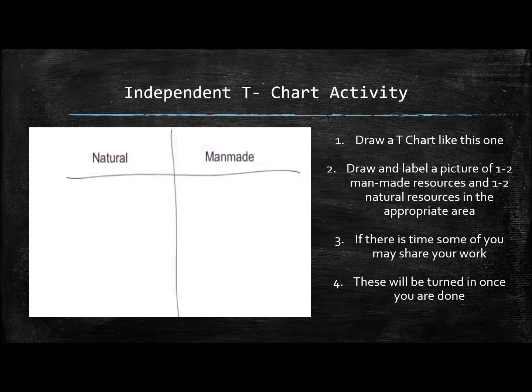And what I want you to do in the natural column, I want you to draw one or two pictures that are natural resources and color them in with either crayons or colored pencils. And then on the other side, for man-made, I want you to draw 1 to 2 pictures of man-made resources. All right. And at the end, we will share some of your T-charts if there is time, and these will be turned in so that I can make sure that everyone has a good understanding of what natural and man-made resources are. So I'm going to let you all get started, okay? If you have any questions, just raise your hand or come see me.